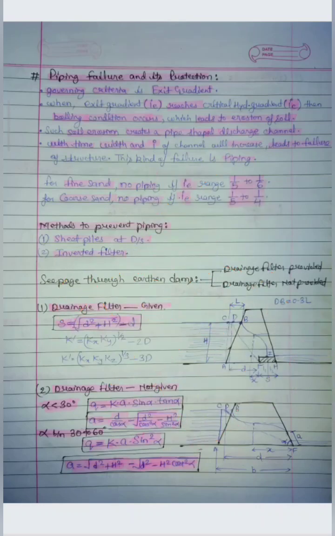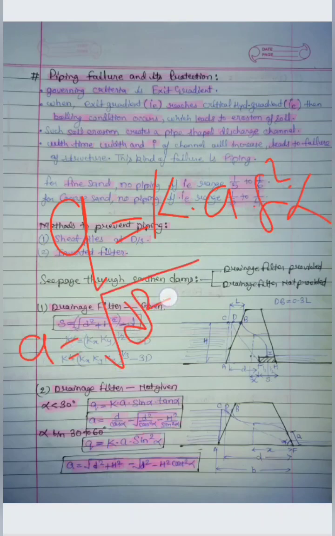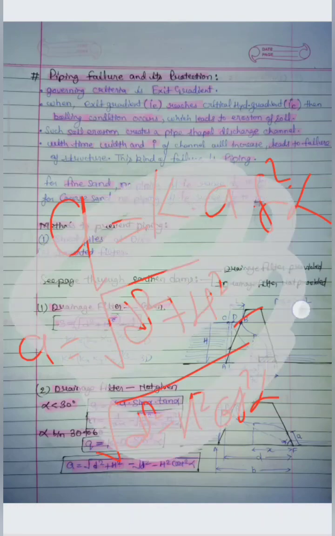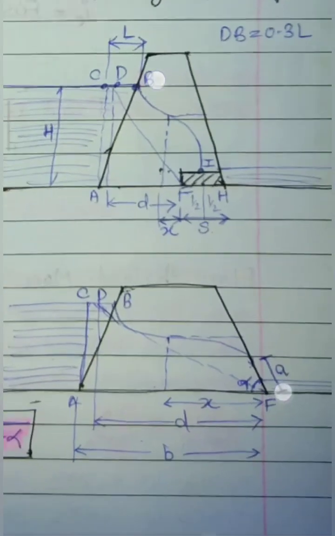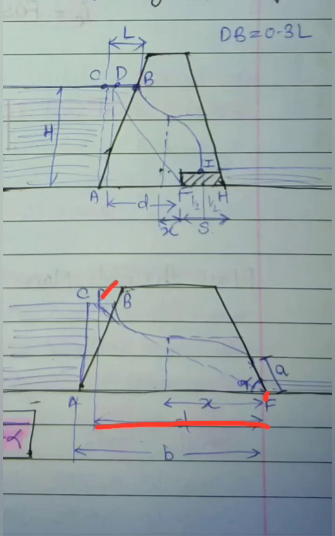Second case, if the value of alpha is between 30 to 60 degree, in this case the seepage flow will be Q equals K into A into sine square alpha, and the value of A will be equal to under root D square plus H square minus under root D square minus H square cot square alpha. Now in this case the values of the B and the D will change. When drainage filter is not provided, the F point will be here. From this point to the point D, the distance will be D, and B is the distance of the F point to the A point.